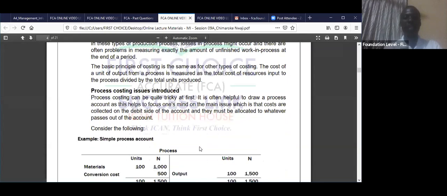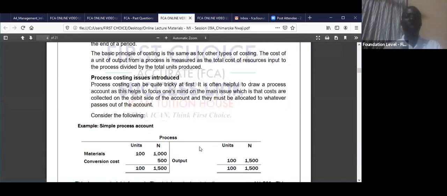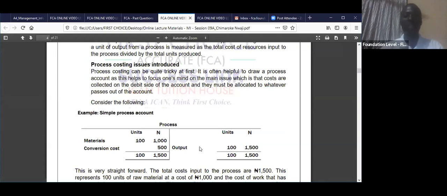Now let's look at process costing. Look at what this slide says. Process costing can be quite tricky at first. It is often helpful to draw a process account. So it's good to draw your process account because it will help you to focus your mind on the main issue, which is that costs are collected on the debit side. Costs are collected on the debit side of the account, and they must be allocated to whatever passes out of that account. So look at the first one here.